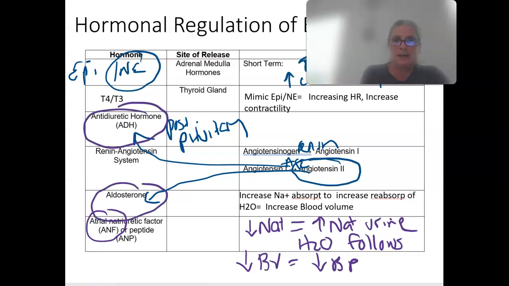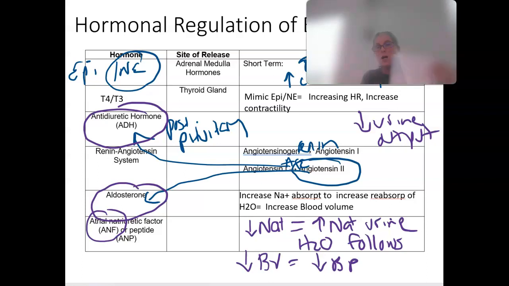Whereas ADH and aldosterone are decreasing our urine output, right? That's how much you pee. So if you're urinating less, then what that is going to do is cause you to hold on to the water, because where does the water go if you don't pee it out? Well, it stays in your blood.